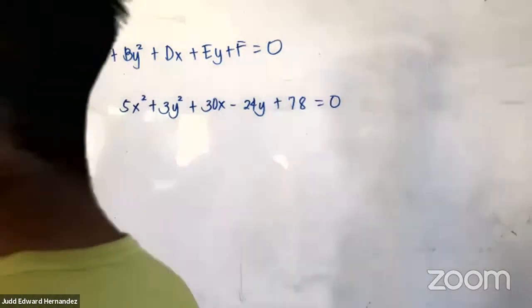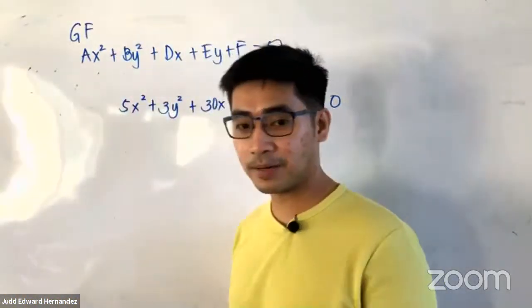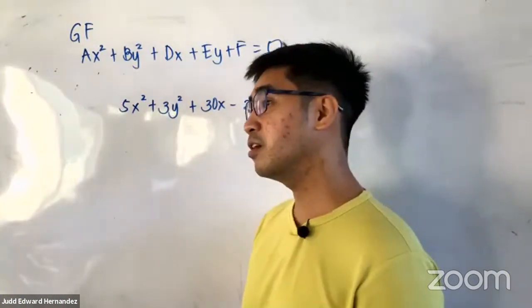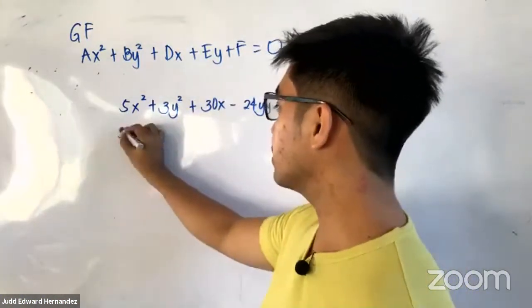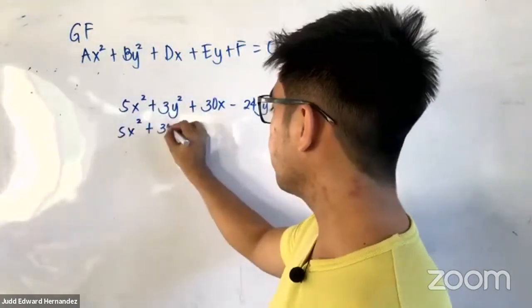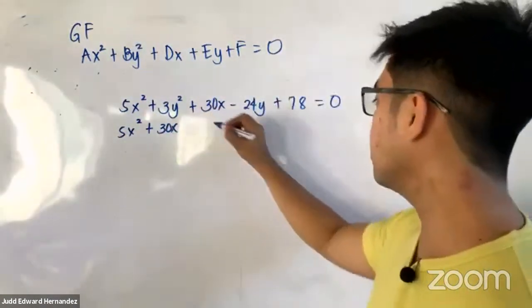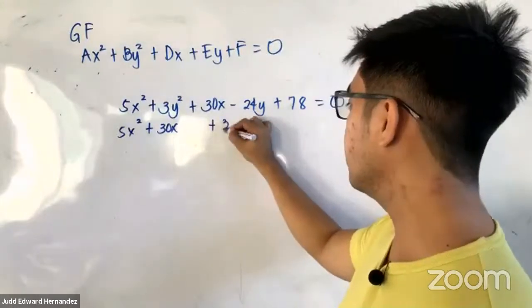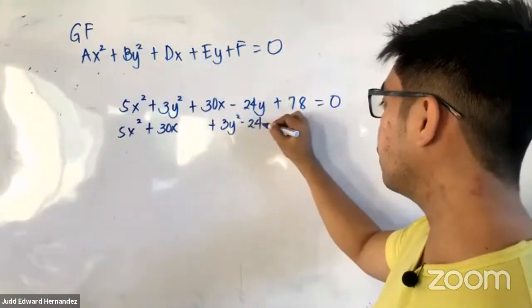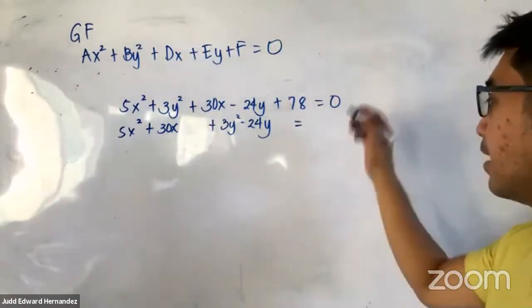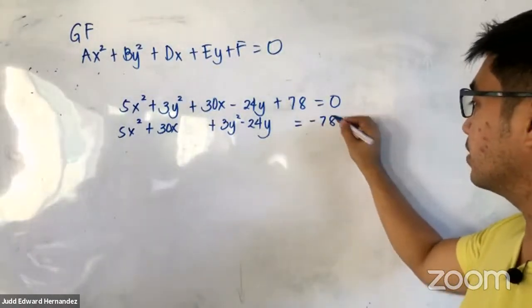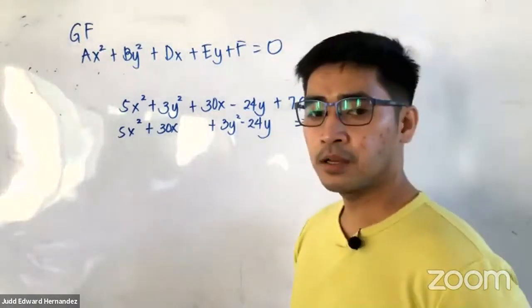Okay, let's now try to answer this one. First step again is pagsamasamahin lahat ng may variable x dun sa kaliwa. And this becomes 5x squared plus 30x. And yung may mga y naman, we have 3y squared minus 24y. And all the constants, ilipat, we need to transfer it to the right side. And this becomes negative 78.